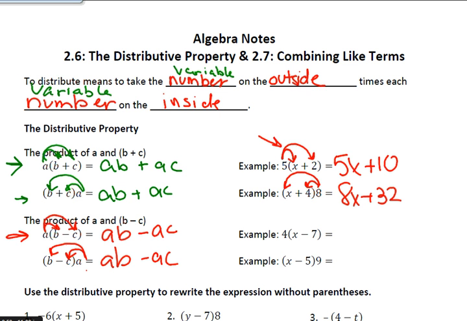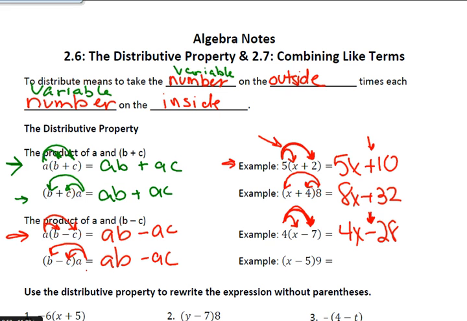If we look at some actual examples here, we're going to take 4 times everything on the inside. So 4 times x is 4x, and 4 times negative 7 is negative 28. Since it's negative 28, I'm going to use a subtraction sign here. In my first example, for instance, 5 times 2 is positive 10, so I used the plus sign in the middle. But here, 4 times negative 7 is negative 28, so I use the subtraction sign.